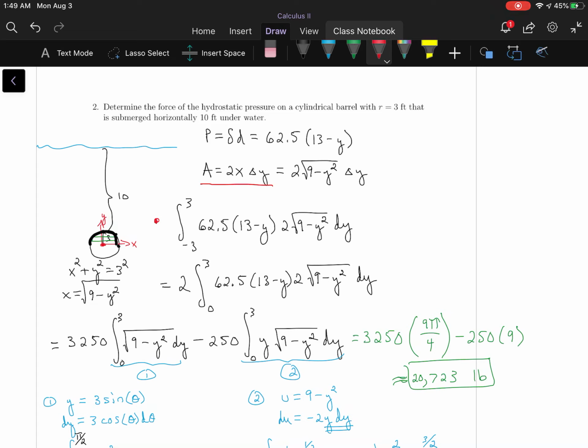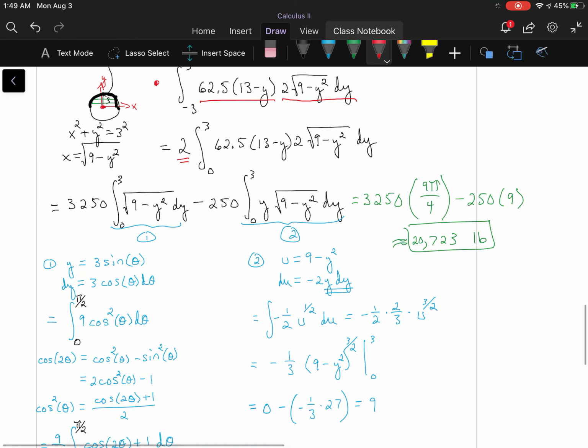So formally, we would want to integrate from -3 to +3. That spans the full circle. Pressure is 62.5 times 13 minus y, and the area is 2 root 9 minus y squared dy. But by symmetry, we could just integrate from 0 to 3. That means we need to multiply by 2 of the same integrand.